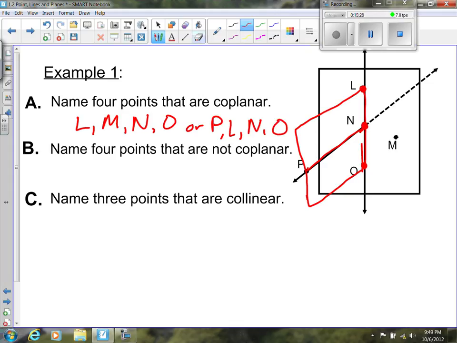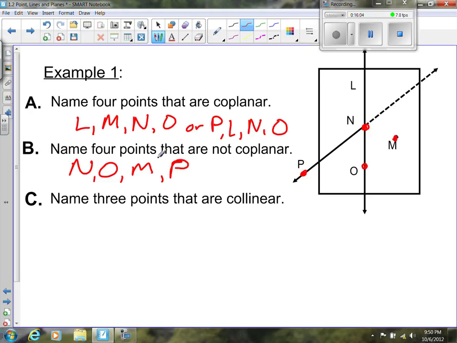So I want to pick something else. Let me get rid of that plane. I want to make sure that I pick 3 points that aren't collinear. So I'm going to pick these 3, 1, 2, 3, and then a 4th point that's off that plane. These 3 points are on one plane, the 4th point is not. So I'm going to say N, O, M, and P. These 4 points are not on the plane.